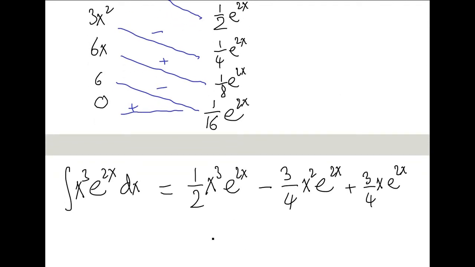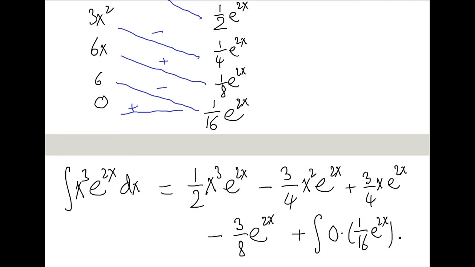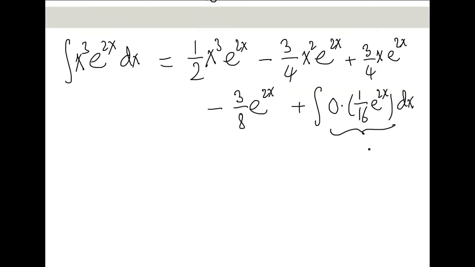And then we have minus 6 over 16 e to the 2x, which is 3 over 8 e to the 2x. Lastly, plus the integral. Keep in mind, for the last one, horizontal part, we need to take integral of 0 times 1 over 16 e to the 2x dx. And of course, 0 times anything is 0, so we have an integral of 0, which would give us c.